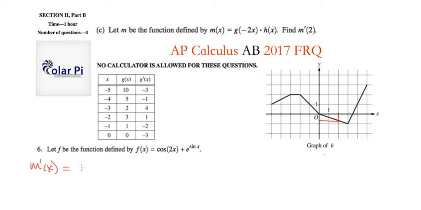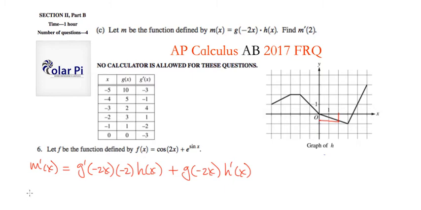Okay, so that'll mean that we write g prime of negative 2x times negative 2 by chain rule, so times negative 2, and then times h of x. Now we've written the derivative of this times that, and then we need to write plus this times the derivative of that, and we'll be done with the product rule, right? So plus g of negative 2x times h prime of x. Okay, there it is.